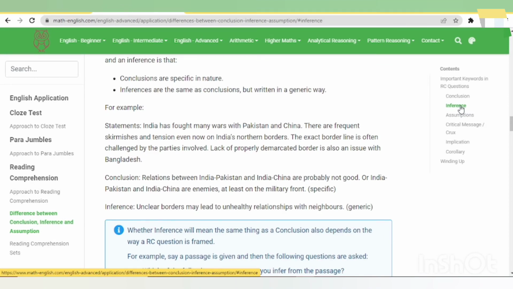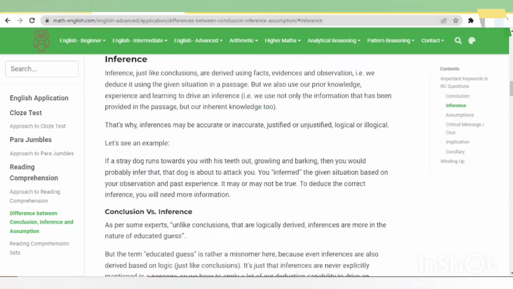An inference we can make, being that it says lack of demarcated border is also an issue with Bangladesh, is that unclear borders may lead to unhealthy relationships with neighbors. So once again, you can go through. I'm going to put the link in the description, so be sure to check that out.